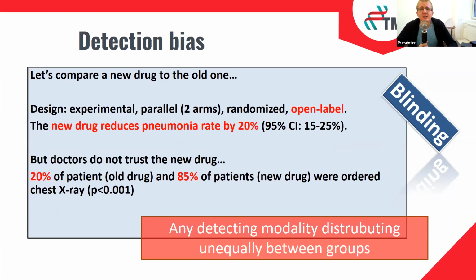A similar type of bias is the detection bias. The scenario is the same, but here, not the intervention, but the detection of the outcomes is affected by the beliefs of the treating physician. So if you don't trust the drug, you order more X-rays. You want to prevent pneumonia, but you order more X-rays with the new drug compared to the old drug. Oh, the chance of detecting pneumonia by accident simply increases. Again, the problem is lack of blinding.